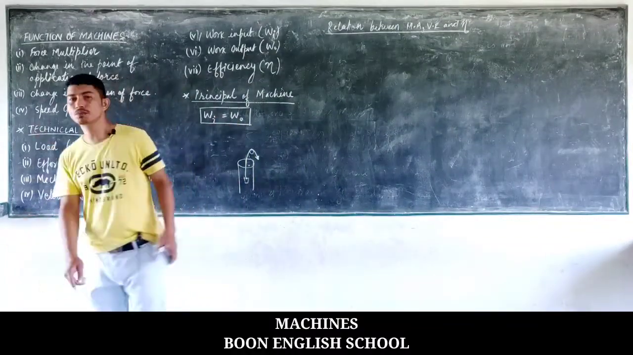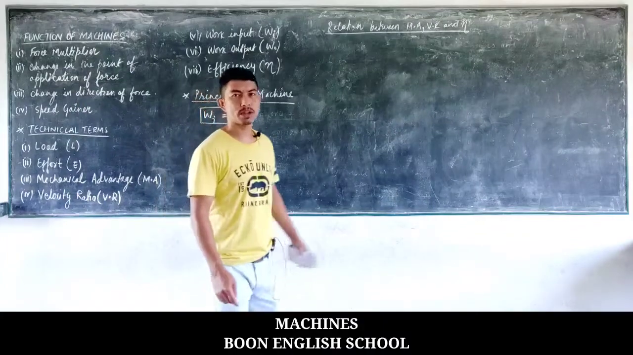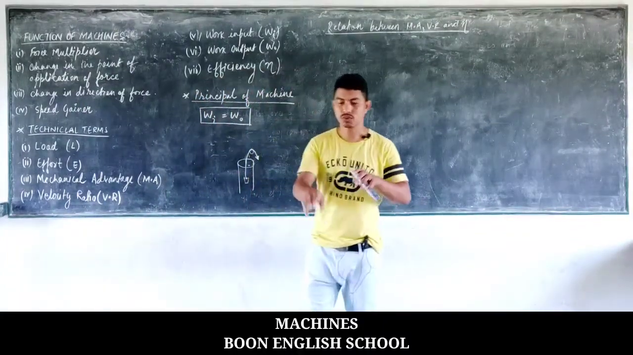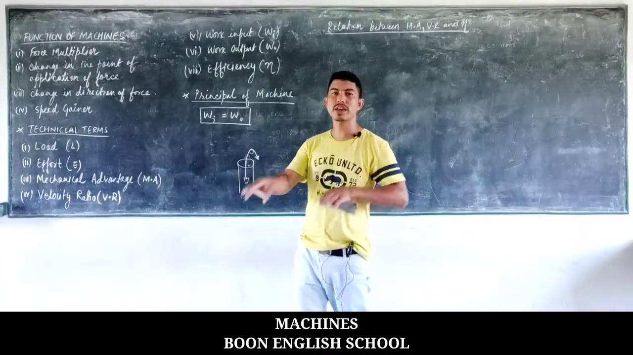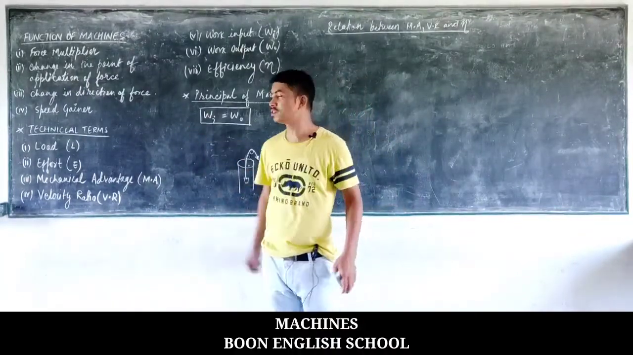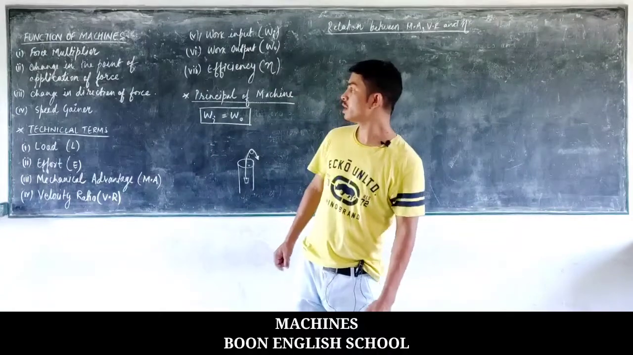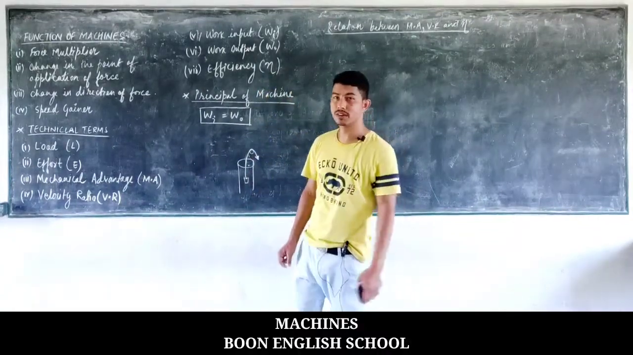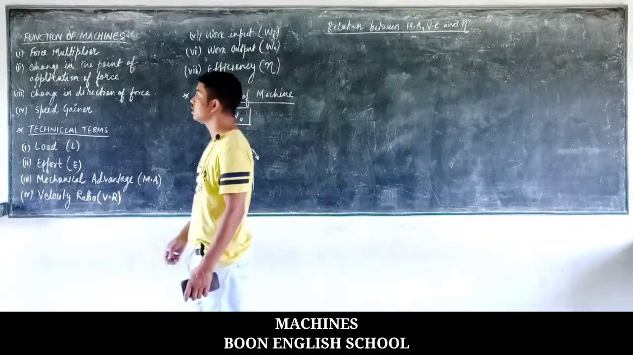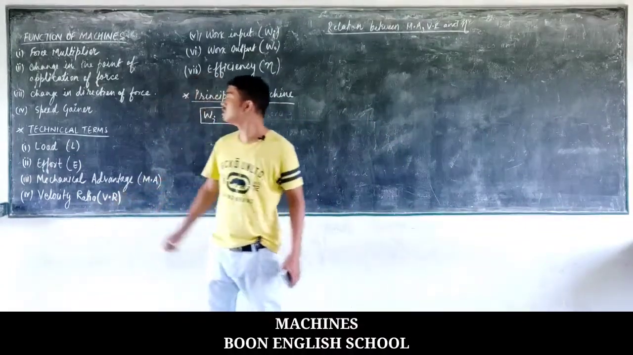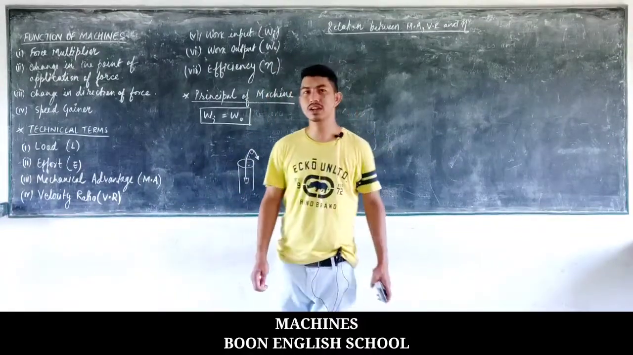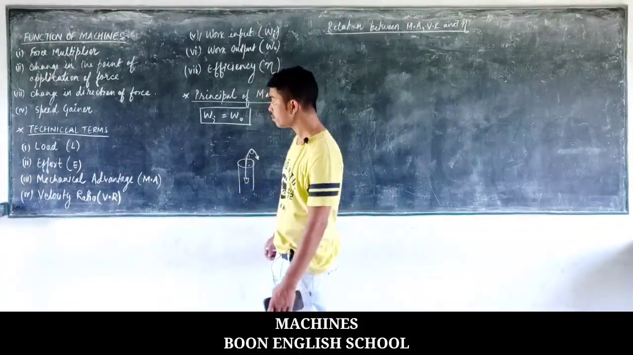And the last one is the speed gainer. You must be very familiar with the cycle nowadays, which has a gear system in it. When we pedal slowly, our cycle moves faster. So using a machine, we can also obtain a gain in speed. Those machines are said to be speed gainers. So the 4 functions of machines are the force multiplier, the change in the point of application of force, the change in the direction of the force, and finally the speed gainer.